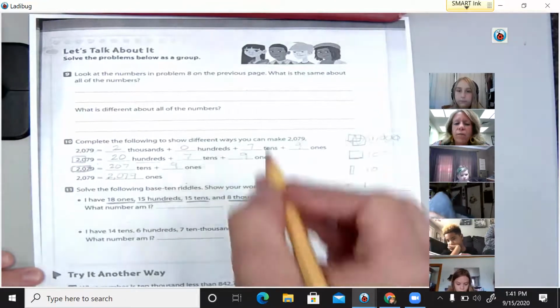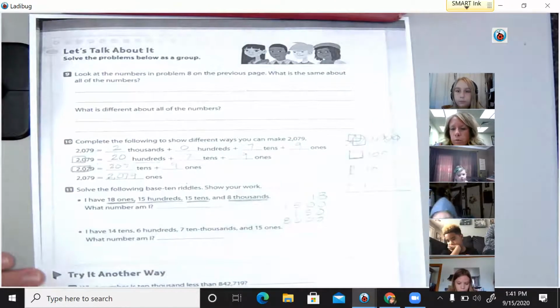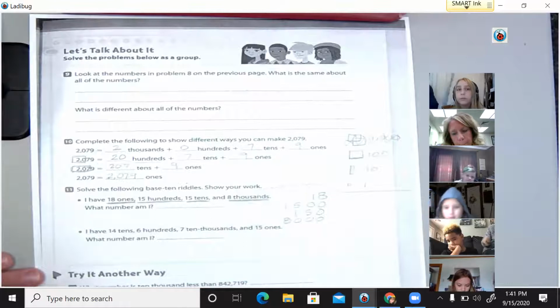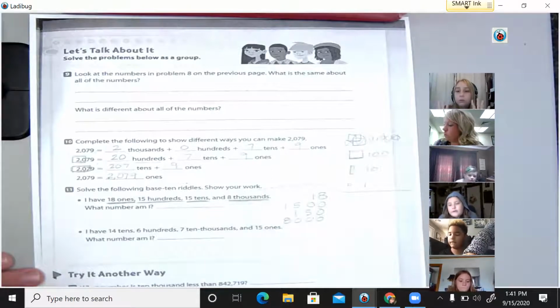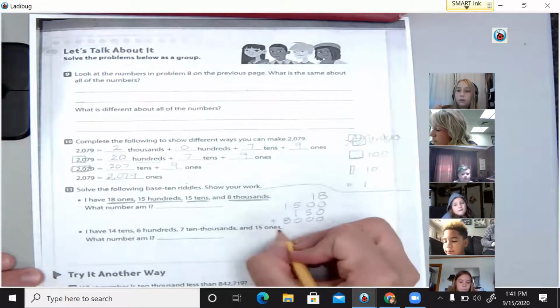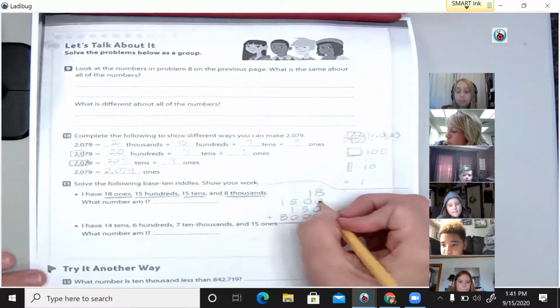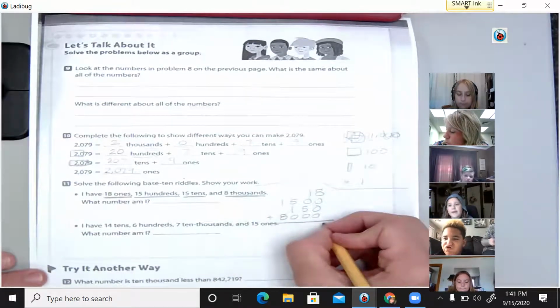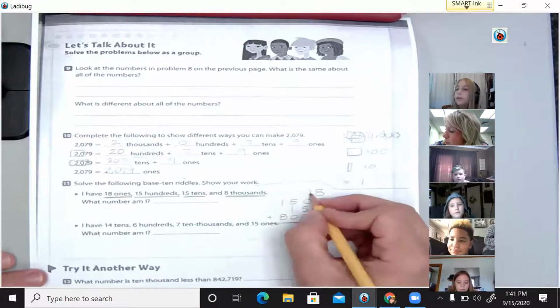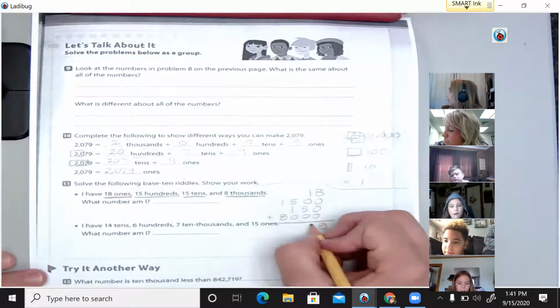What am I going to do with all of these numbers to find my total? Olivia, what am I going to do with all of these numbers to find my total? You're going to add them up. All right, Olivia, you're going to add them up for us. So let's start in the ones. What's 8 plus 0 plus 0 plus 0? 8. 1 plus 0 plus 5 plus 0?